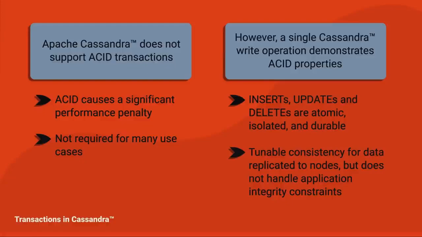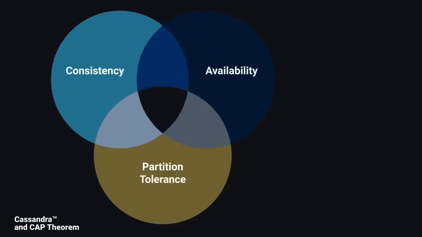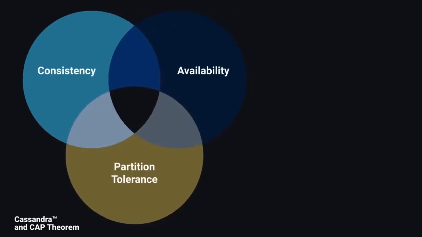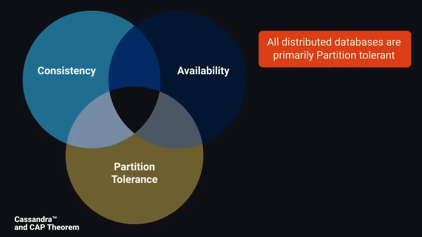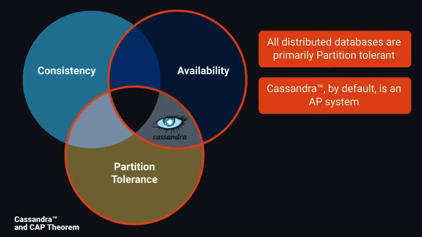To understand tunable consistency, let's look at the CAP theorem first. Given by Eric Brewer, this theorem talks about the trade-offs in implementing a distributed database. All distributed databases are primarily tolerant to partitions, hence the choice is really between consistency and availability. Cassandra by default is an AP system, which means it chooses availability and partition tolerance while sacrificing consistency. However, it does provide the option to make the system more consistent by sacrificing availability.